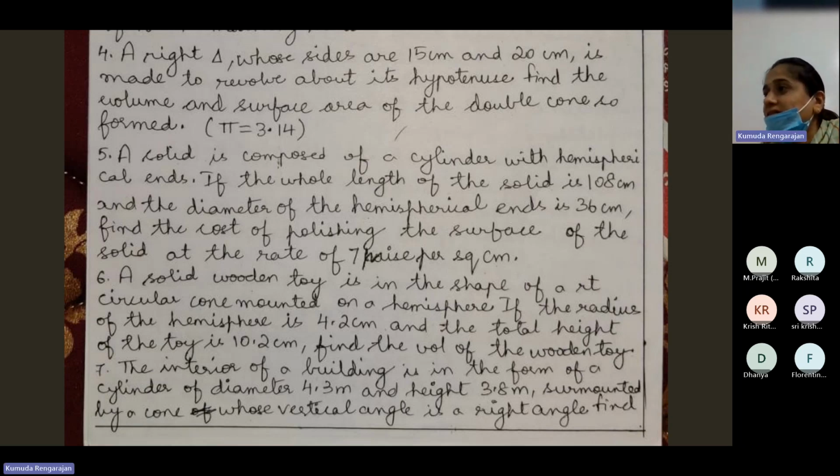Okay, next. Cylinder, cone. Raja. Cone. Pi r square h. See, 1 by 3 pi r square h. Hemisphere, 2 by 3 pi r cubed. All right, good.